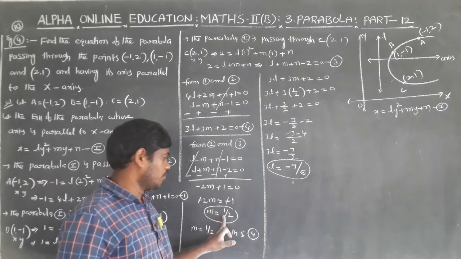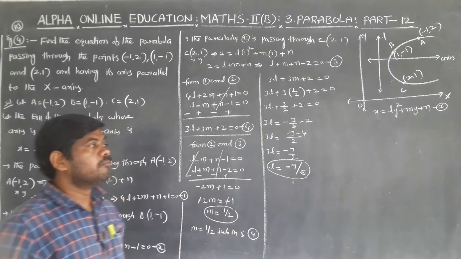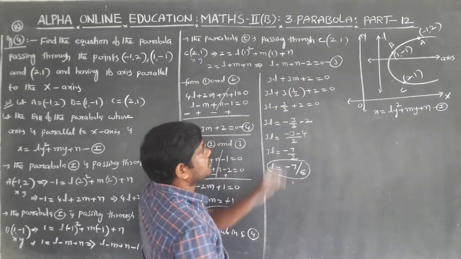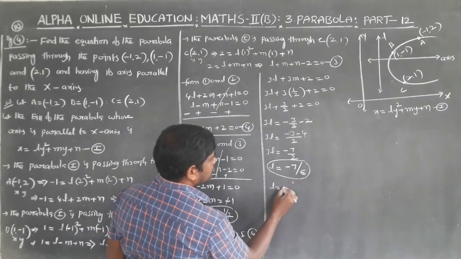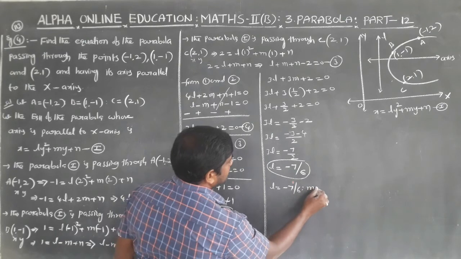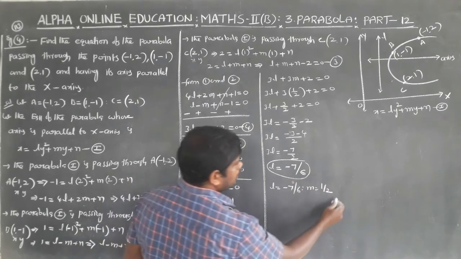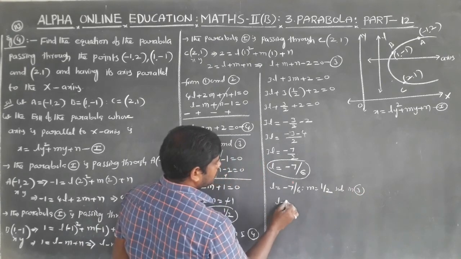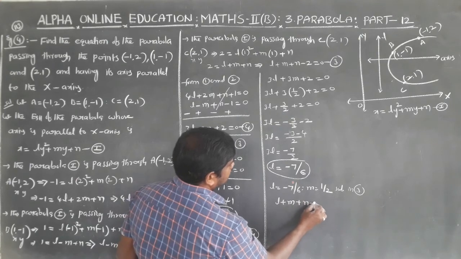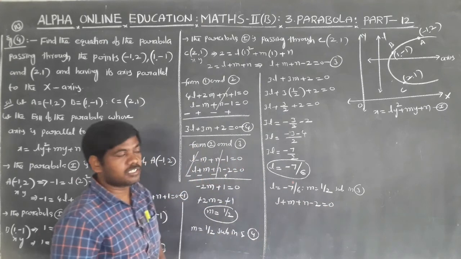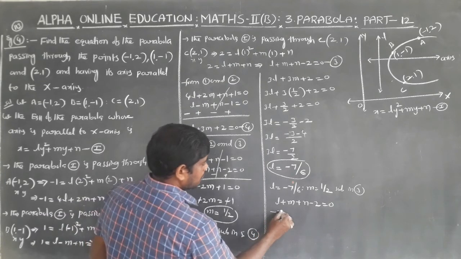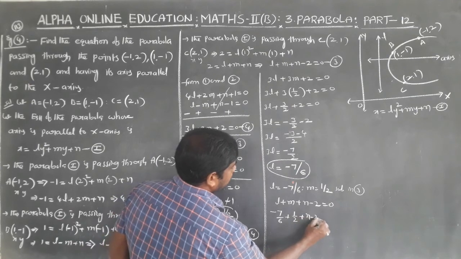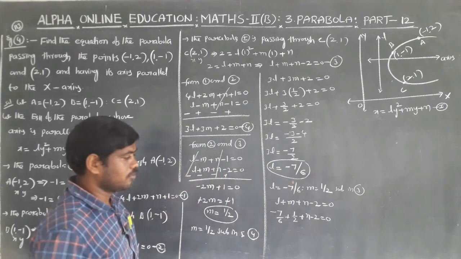M is equal to 1 by 2, L is equal to minus 7 by 6. Substitute these L, M values in equation number 3. The third one is L plus M plus N minus 2 is equal to 0. Minus 7 by 6 plus 1 by 2 plus N minus 2 is equal to 0.